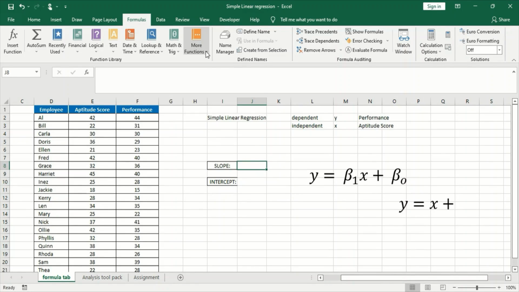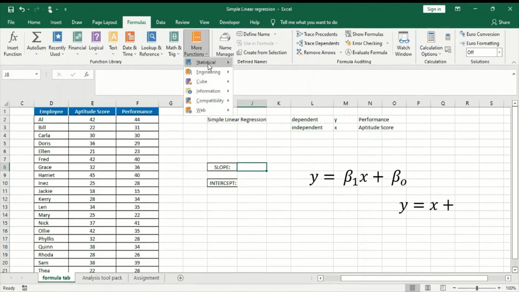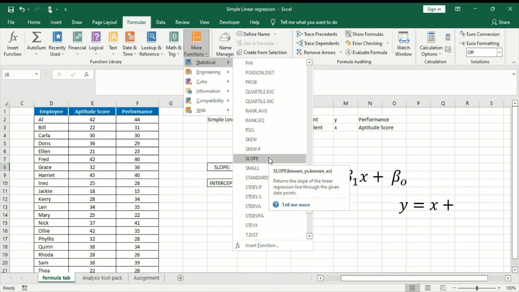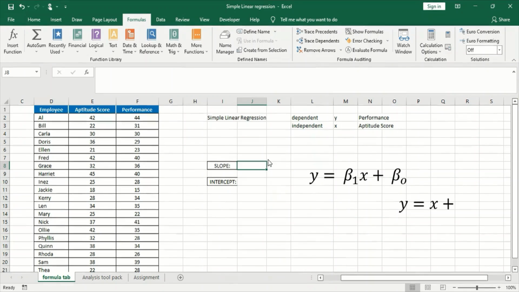So what am I going to do? I'm going to go to more functions, statistical, and then go down to slope. This slope here is what's going to give us our B1. It says it returns the slope of the linear regression through the given points. So this is definitely what we are looking for. Let's click on this.